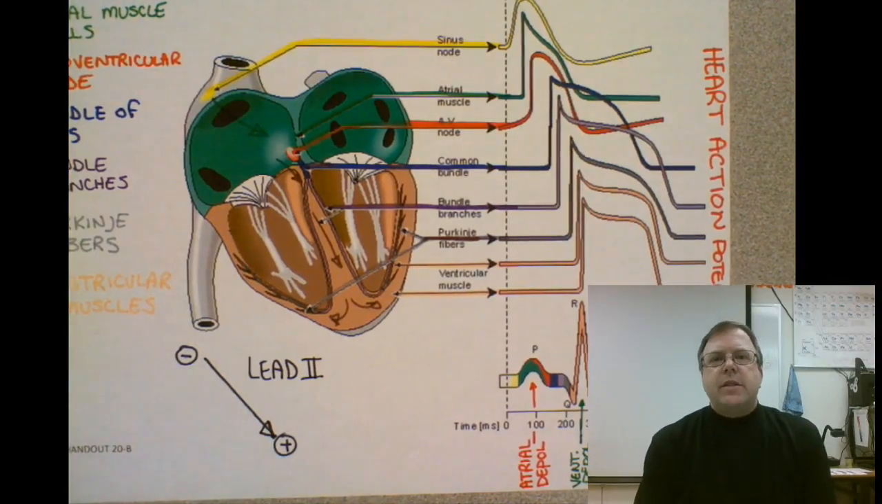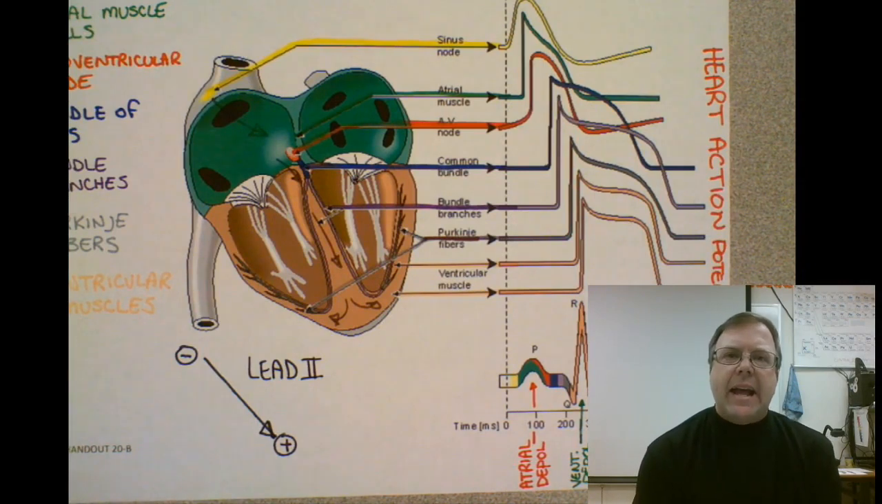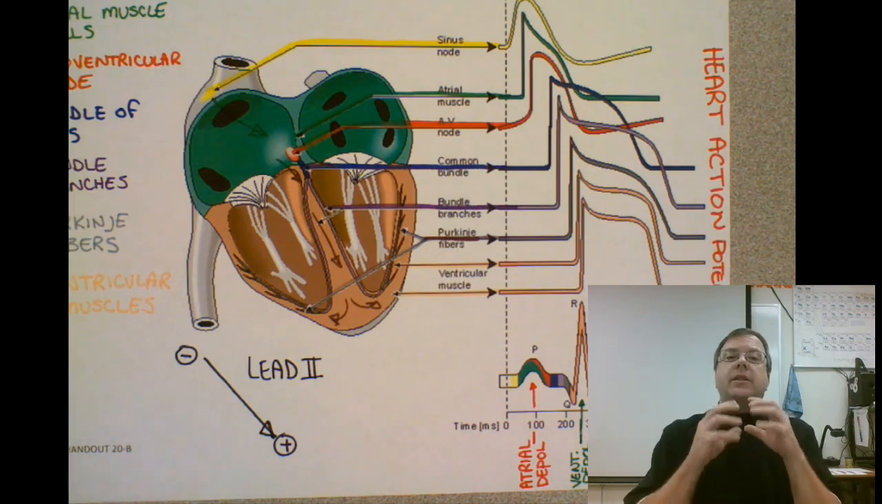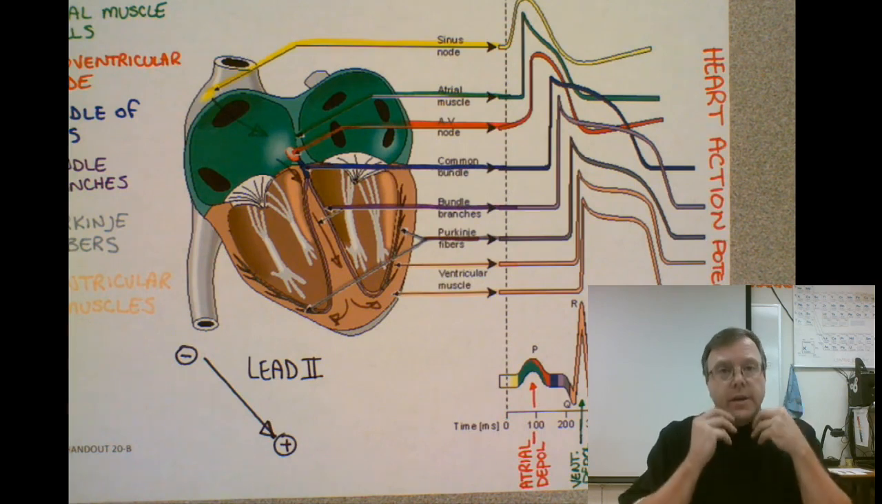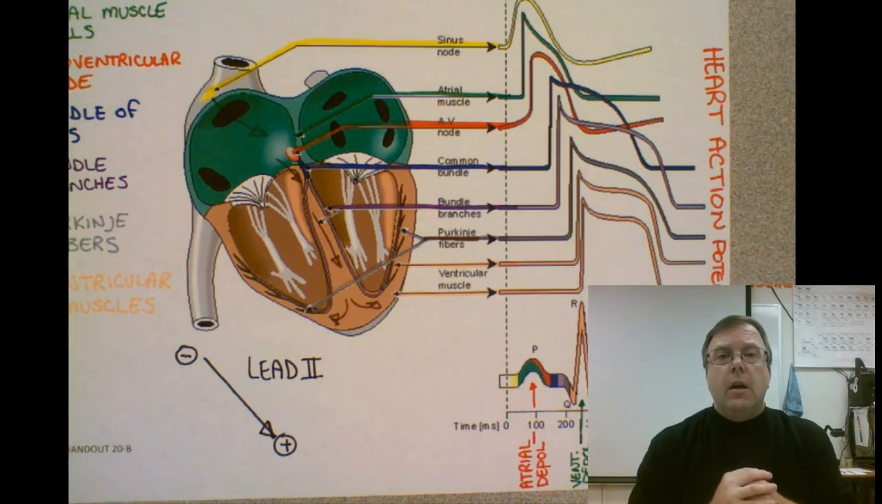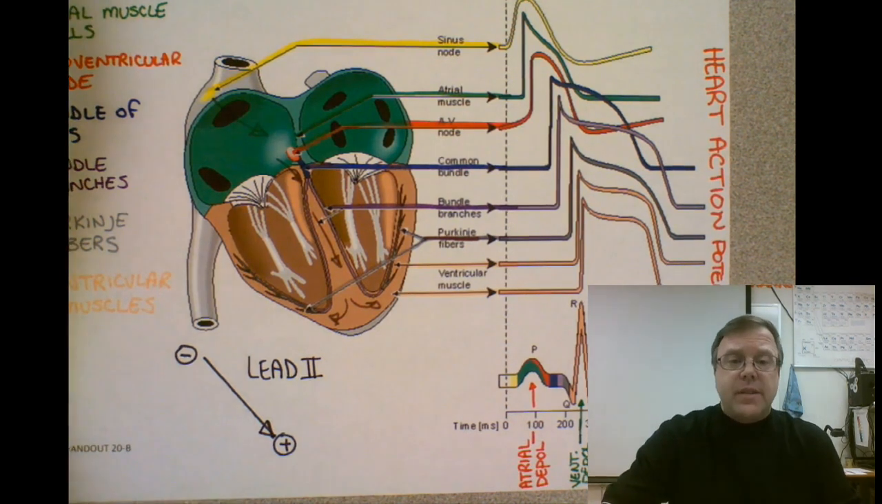Hey everyone, so we're going to continue on with chapter 20, and our next topic is going to be the electrical system of the heart. We call it the conduction system. So how does the heart muscle conduct electricity in order to coordinate a heartbeat? And it's a pretty precise process.